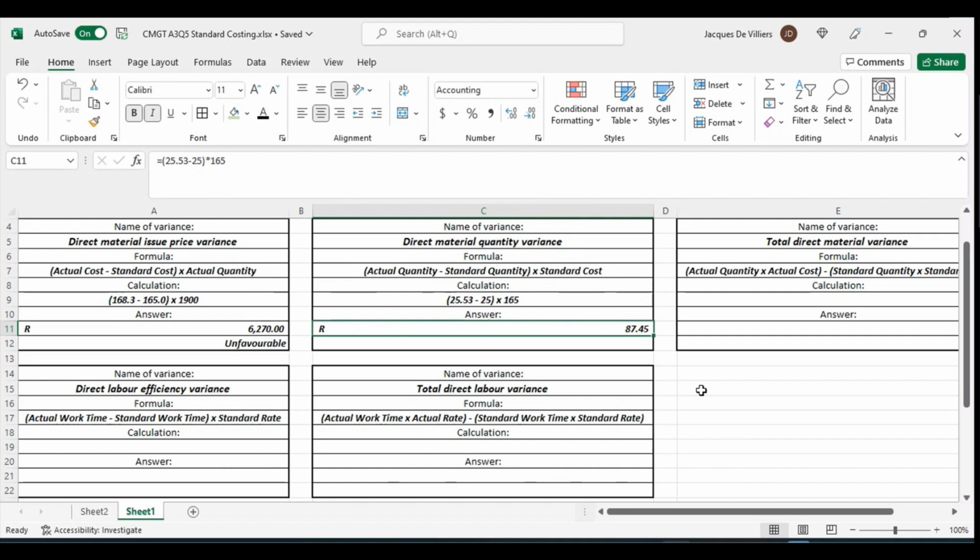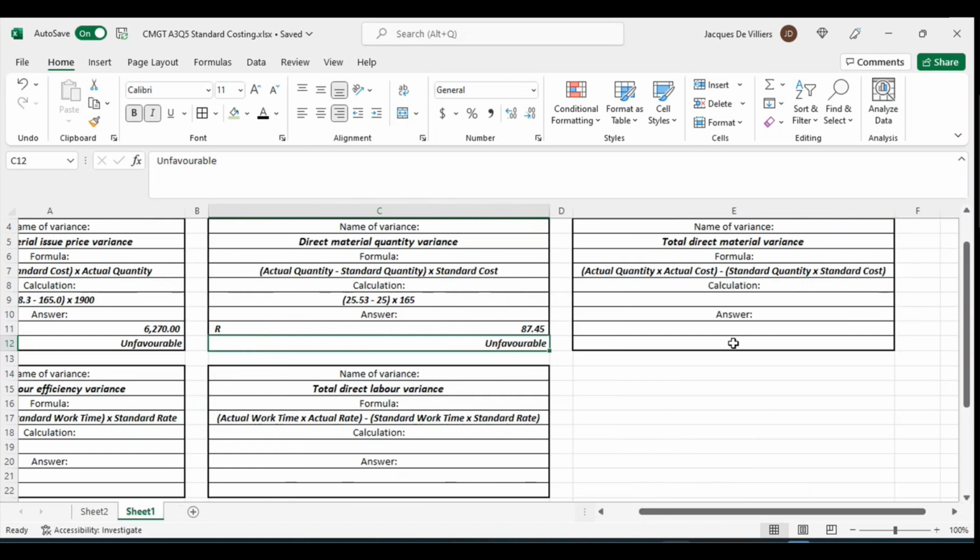So I'm saying, you know what? This is pretty good. I thought I was going to use 25 meter per unit. I'm using 25 and a half. Really, it has a very small impact, but nonetheless, it remains unfavorable. Why? Because the actual is more than what I budgeted for.